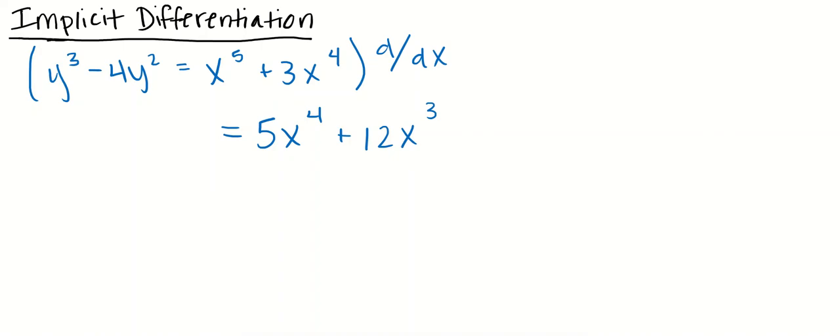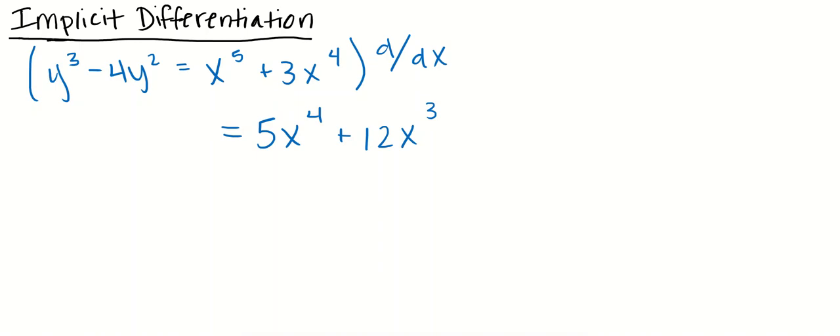And now we need to take the derivative of the left side. If we're looking at y cubed, our outside function is this cubed, and our inside function is y, because y is not the independent variable. It's a dependent variable, so we have to use chain rule when differentiating.